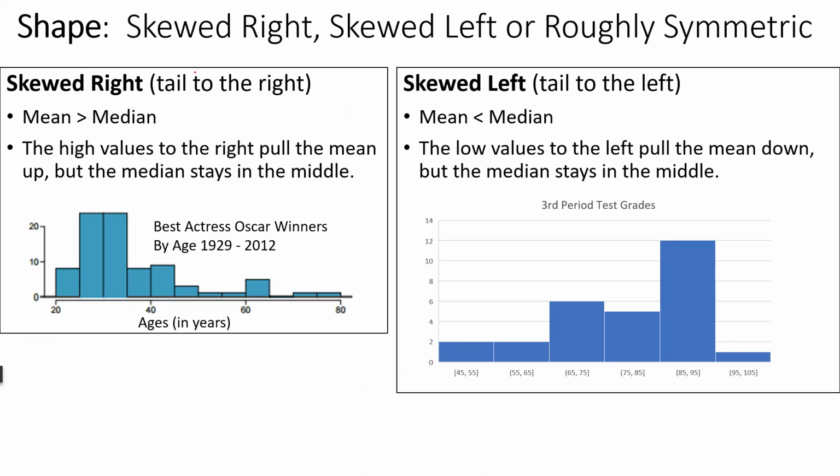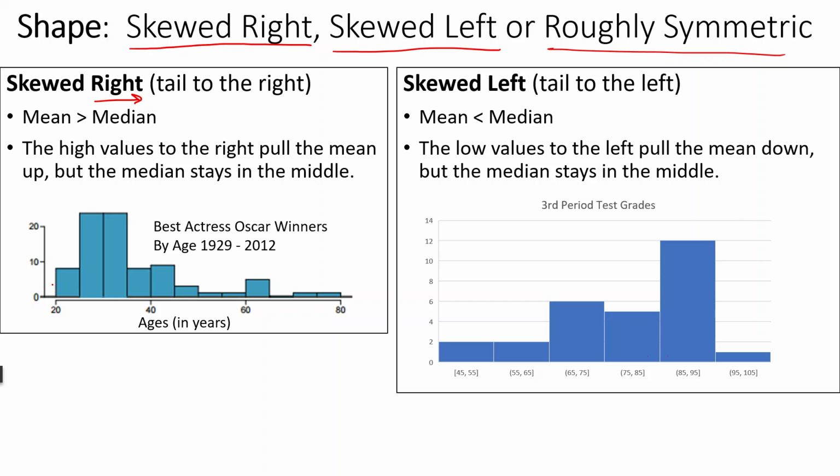All right, so what we're going to use now to compare the mean and the median is just we want to know which one's going to be bigger. We can do that by the shape of the graph. So we have graphs that are skewed right, skewed left, or roughly symmetric. If it's skewed to the right, remember to the right is that way, that means it has an extra tail off to the right.